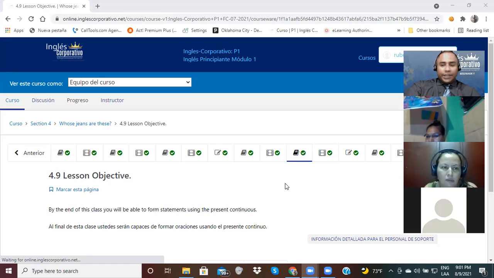Okay, now in today's class, we're going to be looking at section 4.9. By the end of this class, you will be able to form statements using the present continuous.